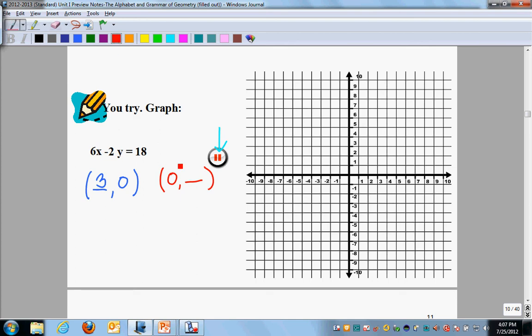And then here, if I put a 0 in the x, I say goodbye to it. I have negative 2y equals 18. I divide both sides by negative 2. I end up with negative 9. I'm going to graph those two. 3, 0, so we go over 3, 1, 2, 3, but go up and down 0, so that is my x-intercept. My y-intercept is 0, negative 9.